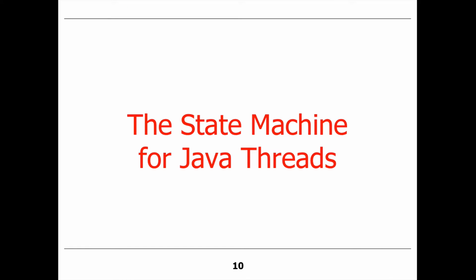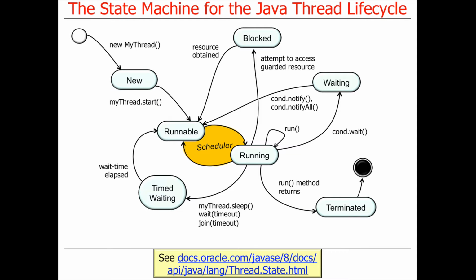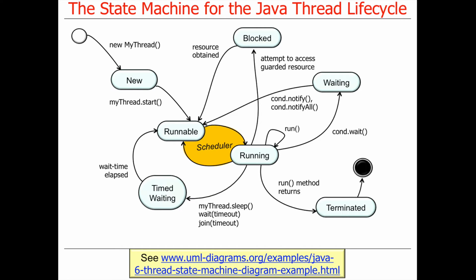We'll now give an overview of the state machine for Java threads. The thread states are described in the URL at the bottom of this document. As you can see, there's about 7 different states in all. This URL provides an overview of the state machine diagram that's very similar to the one that's shown on this screen.